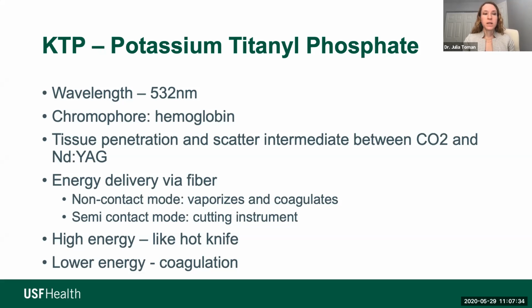The KTP laser has a wavelength of 532 nanometers, and its chromophore is specifically hemoglobin. The KTP is basically an Nd:YAG laser whose frequency is doubled, and thus its wavelength is halved, by passing the energy through a KTP crystal. And this results in a green light, which corresponds with the absorption peak of hemoglobin. Its tissue penetration and scatter are between the CO2 laser and the Nd:YAG. And its energy delivery is via a fiber.